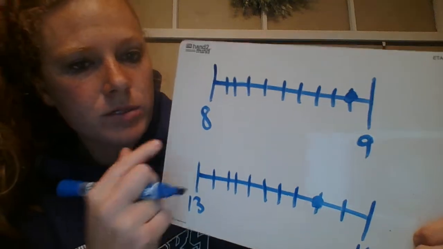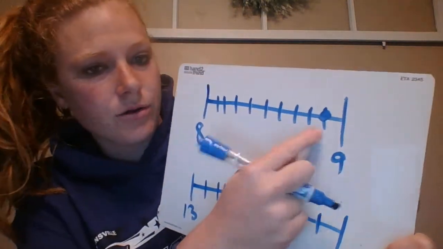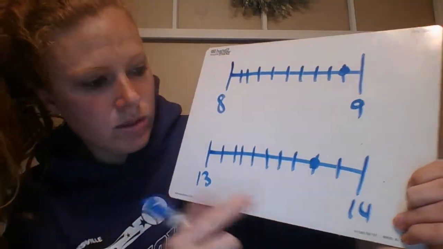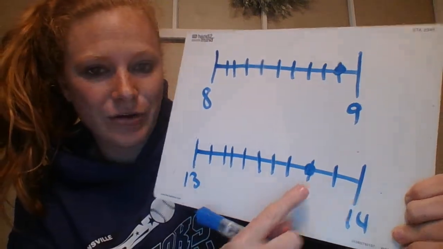So let me draw those 2 number lines real quick. Alright, so your 2 number lines that you could do on your own are between 8 and 9, and your point is here. And the last one is between 13 and 14, and your point is here.